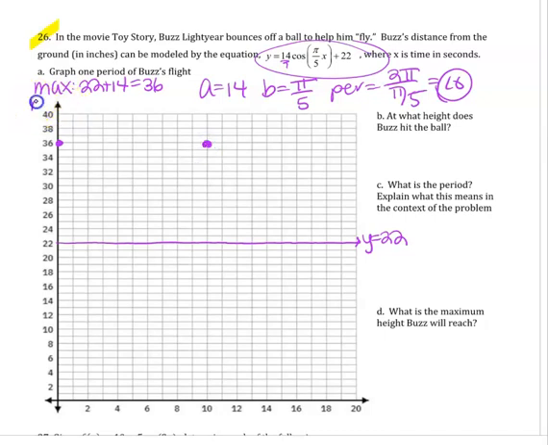Now the minimum is the midline minus the amplitude, which is 8. So if his flight was 10, half of that's 5, which means at 5 seconds, he's hitting 8, which is where we can assume the ball is that he's bouncing off of.